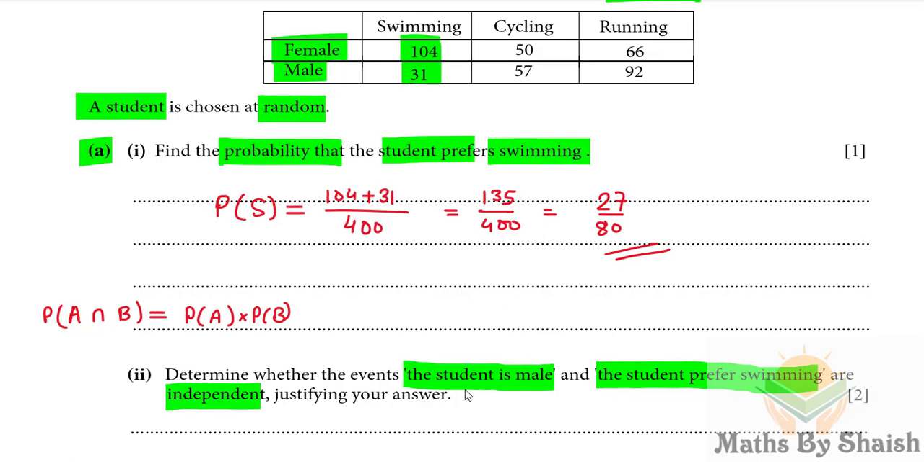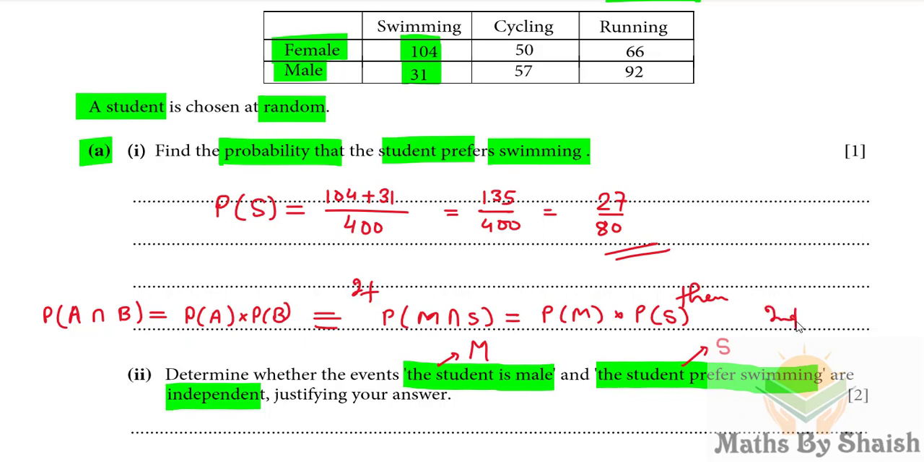So here we can take the event that the student is male as M, and the student prefers swimming as S. So we can write this condition as probability of M intersection S is the same as probability of M times probability of S. If this holds, then they are independent.